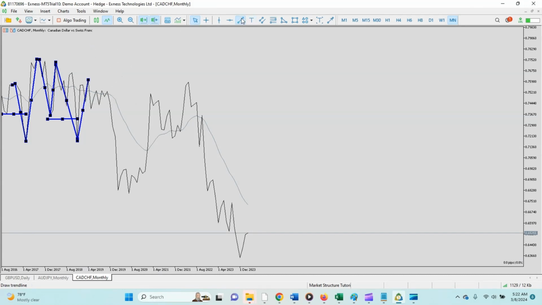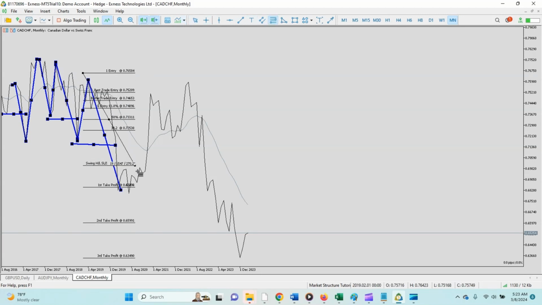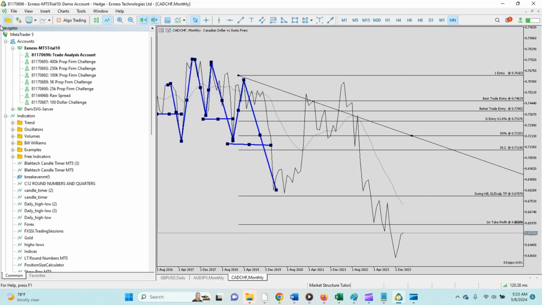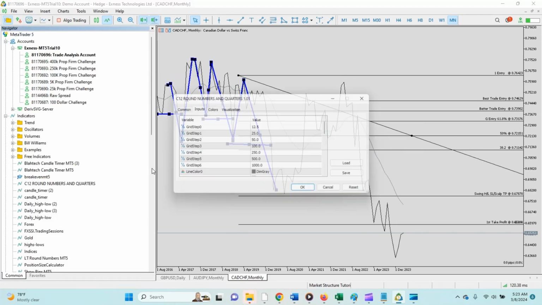So after that, what will be our anticipation? That there will be a break in this structure. And what happened next? There was a break. The market broke this structure. So after that, you expect a pullback. You use the fib to anticipate a possible area of pullback. You also add the round number.